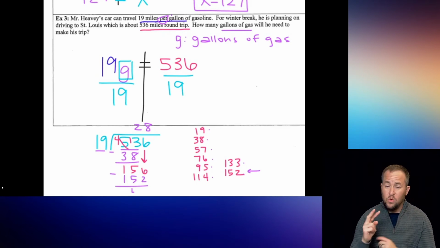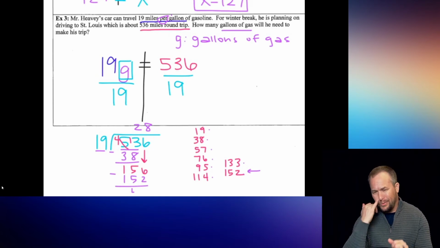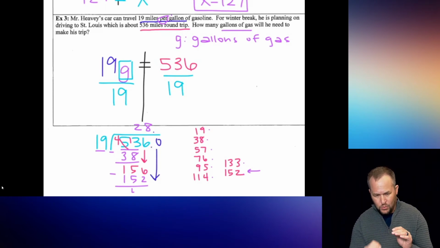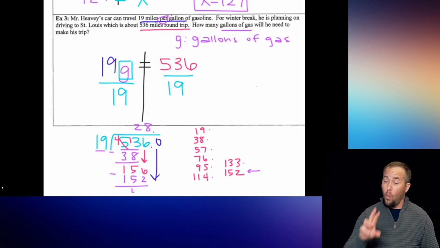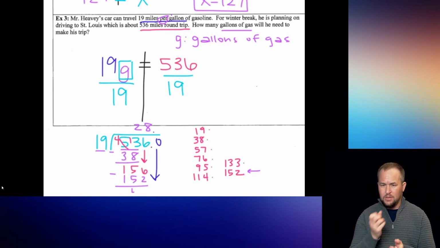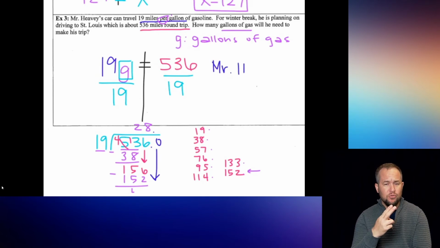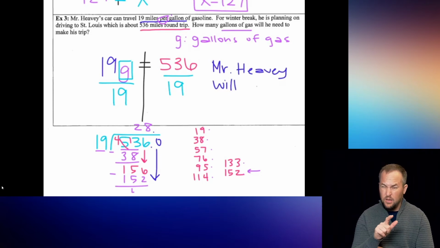Which means that I can continue going if needed. I could have a decimal. I could bring down my 0, and I could keep going. Or I can also just stop here because it says how many gallons of gas will we need. And I know that Mr. Heavey will need, and is it going to be 28 gallons? Or will we need to round up to 29 gallons?